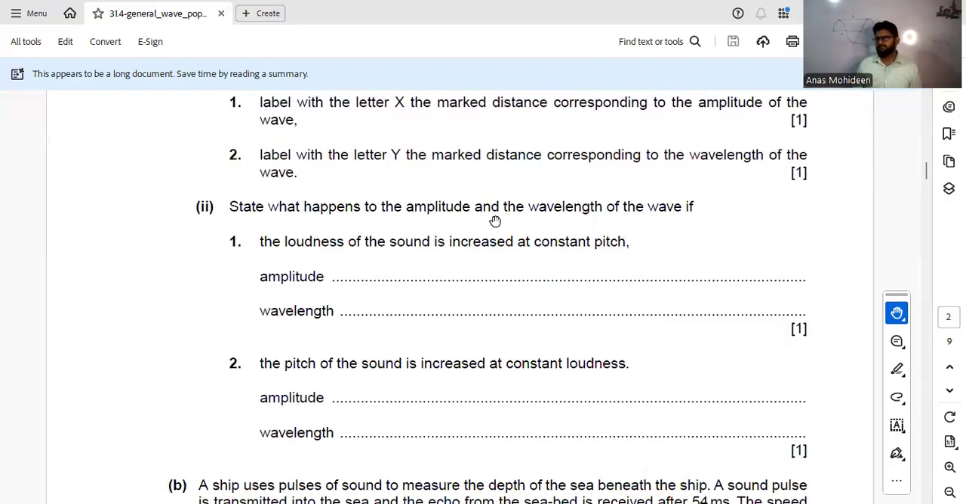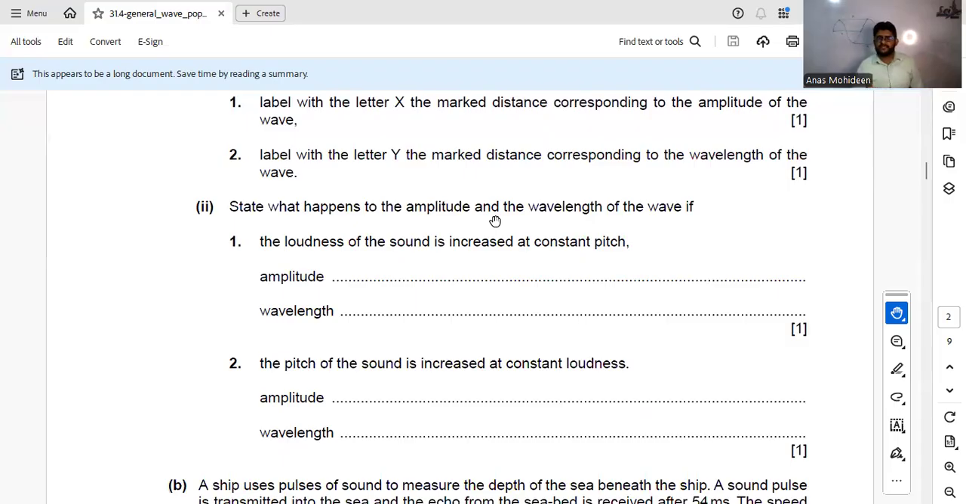Now we learn pitch is directly proportional to frequency. You increase the frequency, pitch increases. You decrease the frequency, pitch decreases. Right? Loudness is directly proportional to the amplitude. When the loudness is increased, that means the amplitude has increased. Loudness decreases, amplitude decreases. And the pitch is constant.